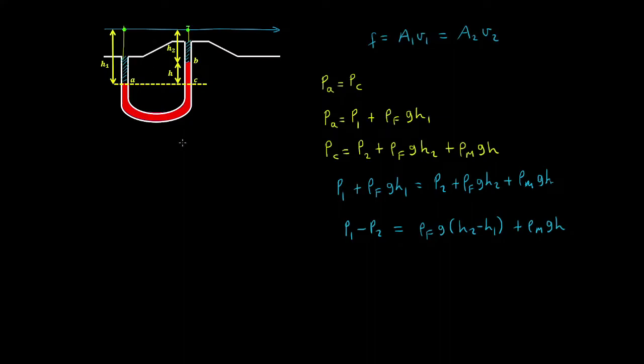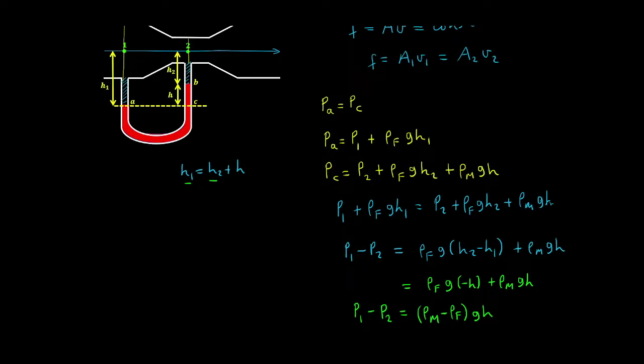And as we can see, H1 is equal to H2 plus H. So effectively, H2 minus H1 is negative H. So this can be written as rho F g times minus H plus rho M g H. Therefore the pressure at 1 minus the pressure at 2 is equal to rho M minus rho F, times g H.